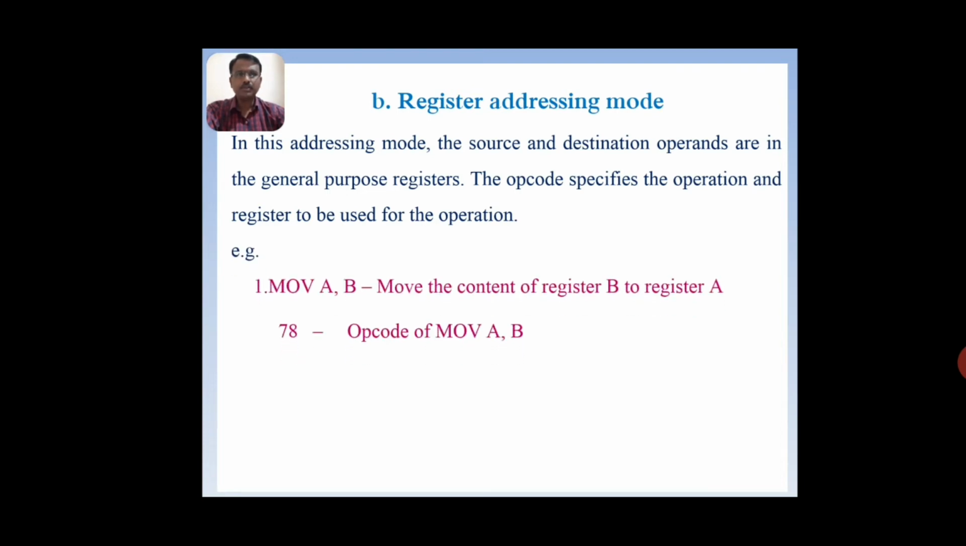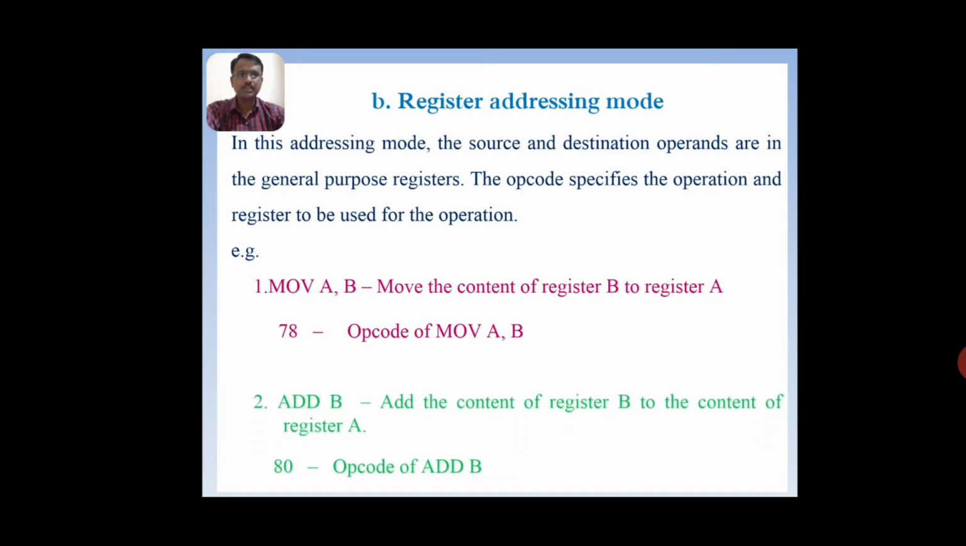For example, MOV A, B. This instruction will move the content of register B to the accumulator. 78. This single byte will tell the microprocessor the operation to be performed and the operands for the operation. So here operands means the second part of the instruction is a general purpose register. So it is a register addressing mode.